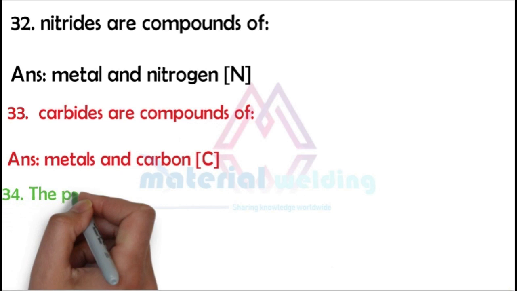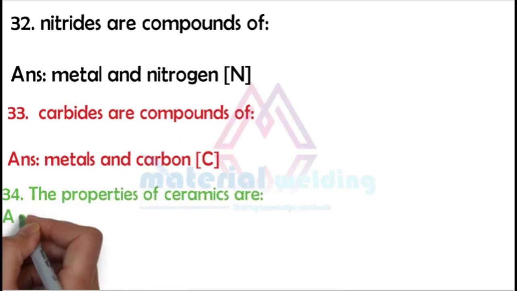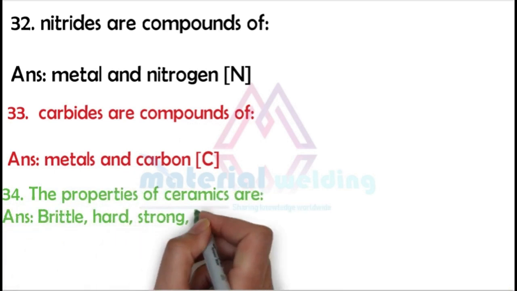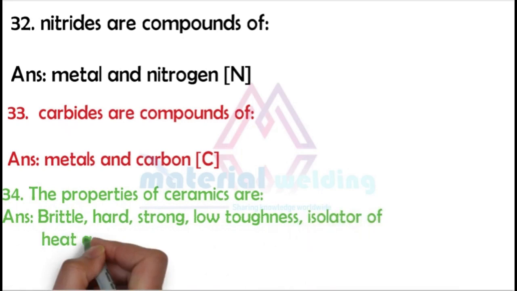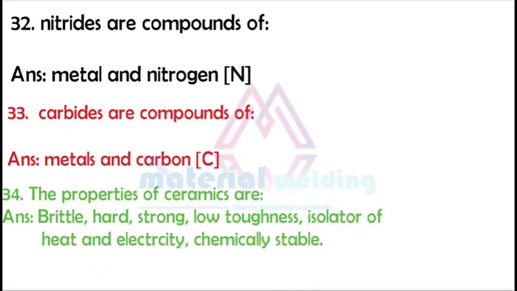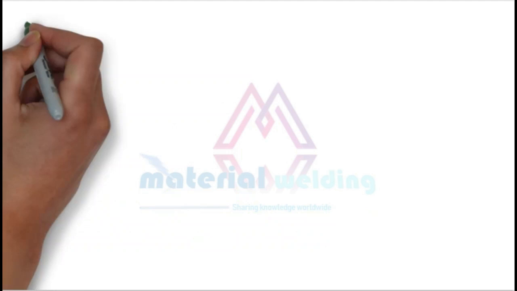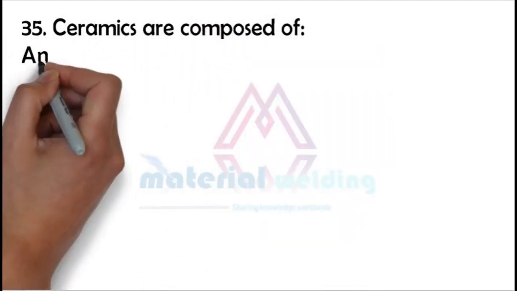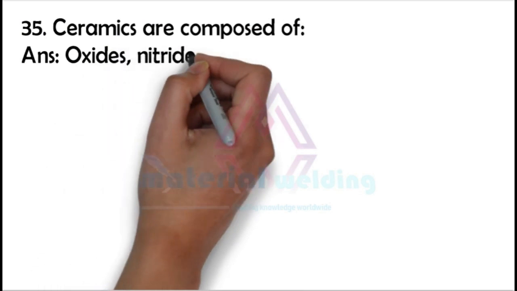The properties of ceramics are brittle, hard, strong, having low toughness, insulators of heat and electricity, and they are chemically stable. Insulator means they are not a good conductor of heat and electricity. Next, ceramics are composed of oxides, nitrides and/or carbides.